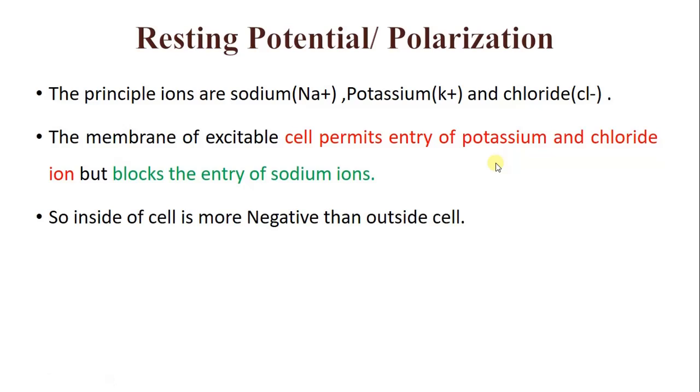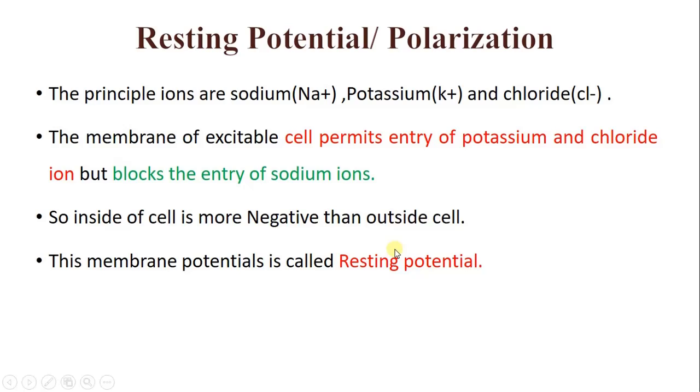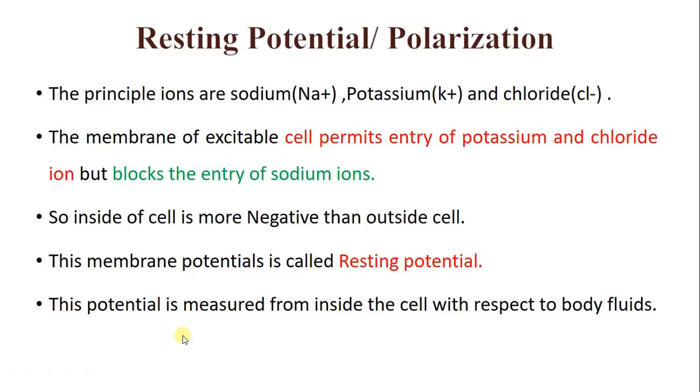Now you can imagine that outside the cell we have positive ions, and inside the cell we have the chloride ions which are negatively charged. So the inside of the cell is negative compared to the outside of the cell. This membrane potential is called the resting potential, and it is always measured from inside of the cell with respect to the body fluids outside the cell. So outside of the cell, as we saw, there are sodium ions which are positively charged, and inside of the cell there are chloride ions which are negatively charged.